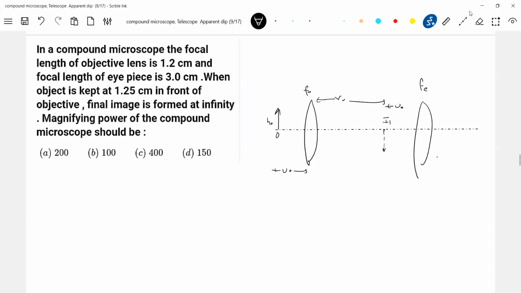This is ue. And this should be equal to what? ue should be equal to fe, because the final image is at infinity. Finally, what happened? The rays will become parallel to that.